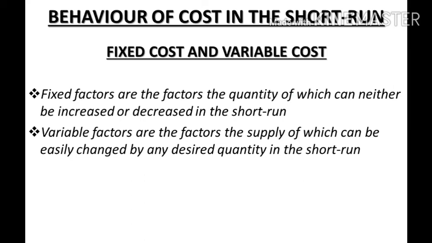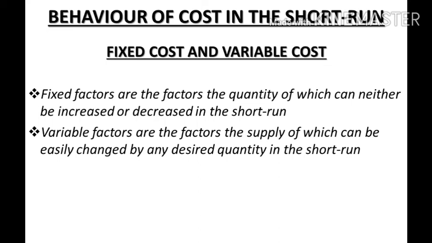Variable factors, on the other hand, are those factors the supply of which can be easily changed by any desired quantity in the short run. Now, the quantities of variable inputs rise and fall according to the need of output. If you want to increase the amount of output, you will be increasing the amount of variable factor, and if you want to decrease the output, you will have to decrease the amount of variable factor.